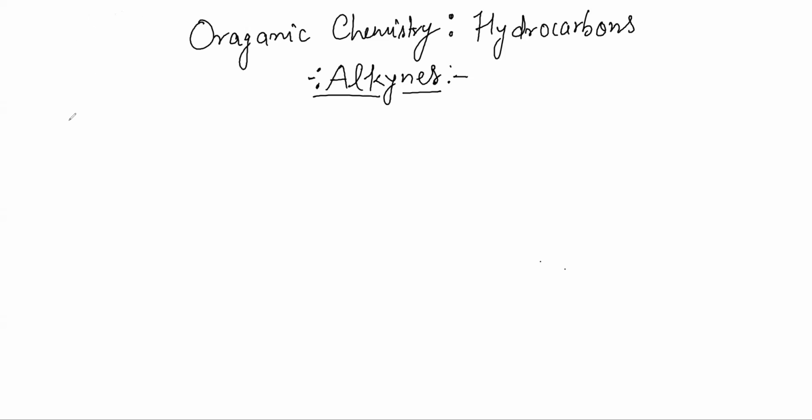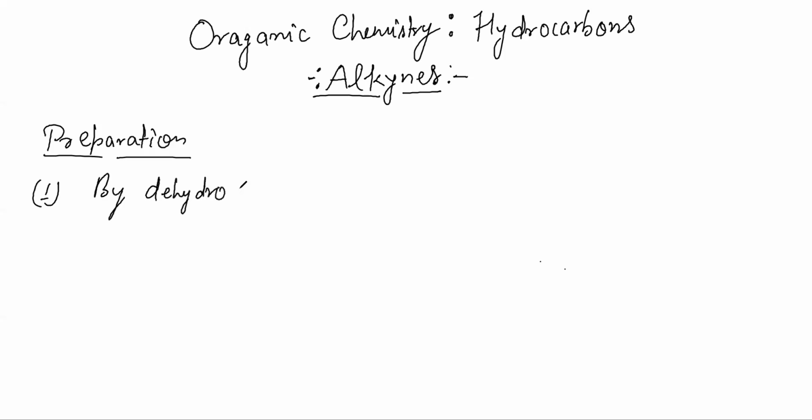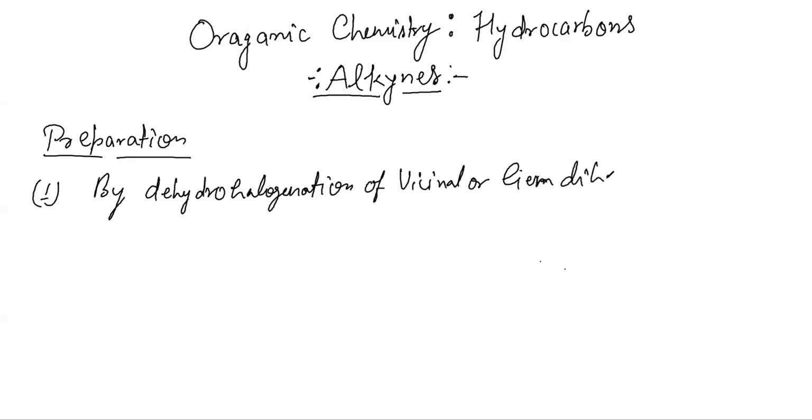Preparation. First, the very common method, by dehydrohalogenation of vicinal or gem dihalide. Now, what do I mean by this? Let's understand.